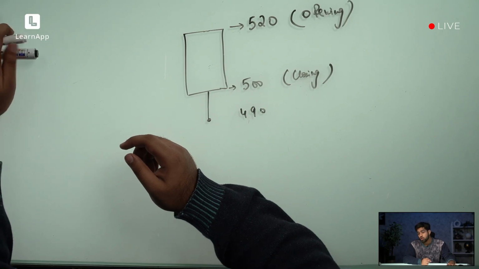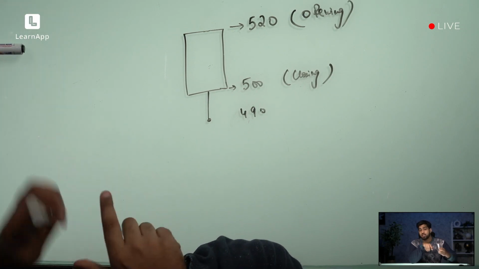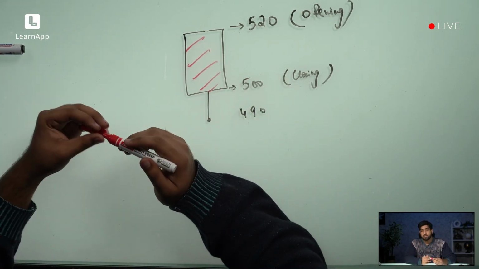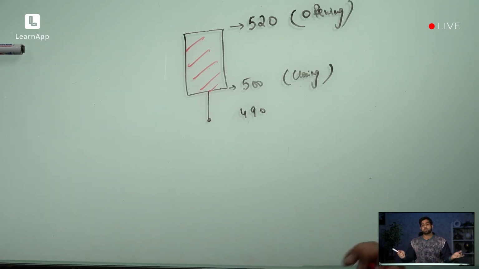Green. Are you sure? Red. And what is the highest price it touched? High equals 520. The opening price is the highest price. Simple as that. And in case of a green candle, if there is no upper wick, then the closing price is the highest price. Okay, this is how the candlestick gets formed. I hope it is clear.